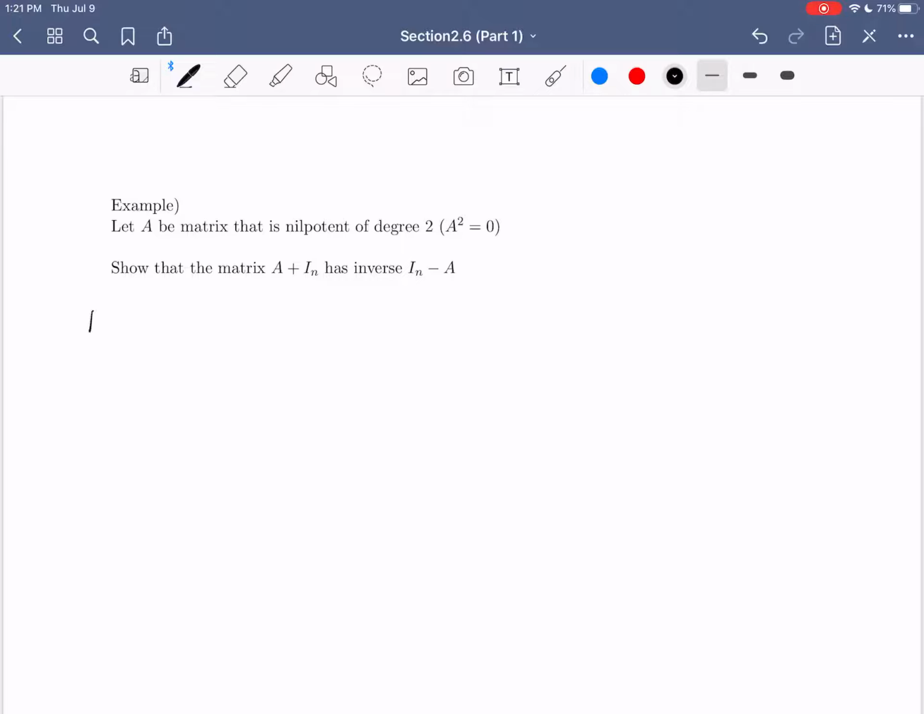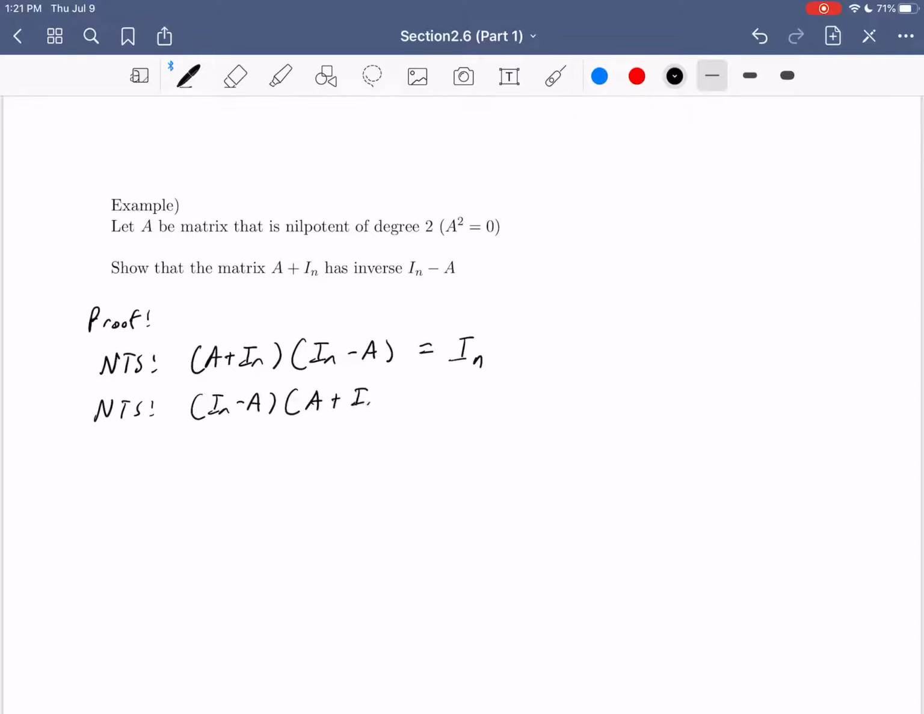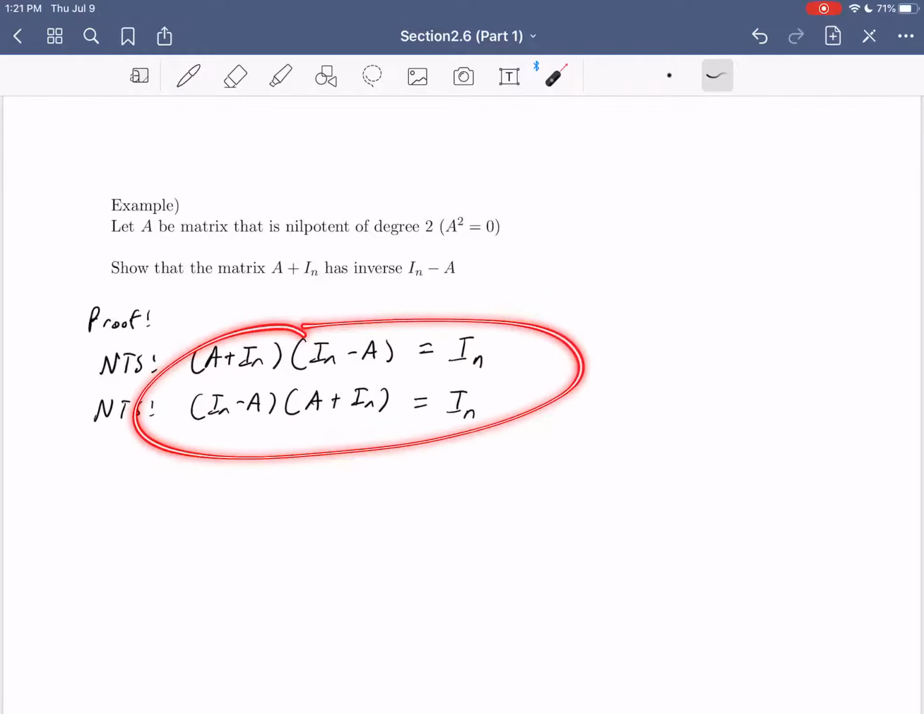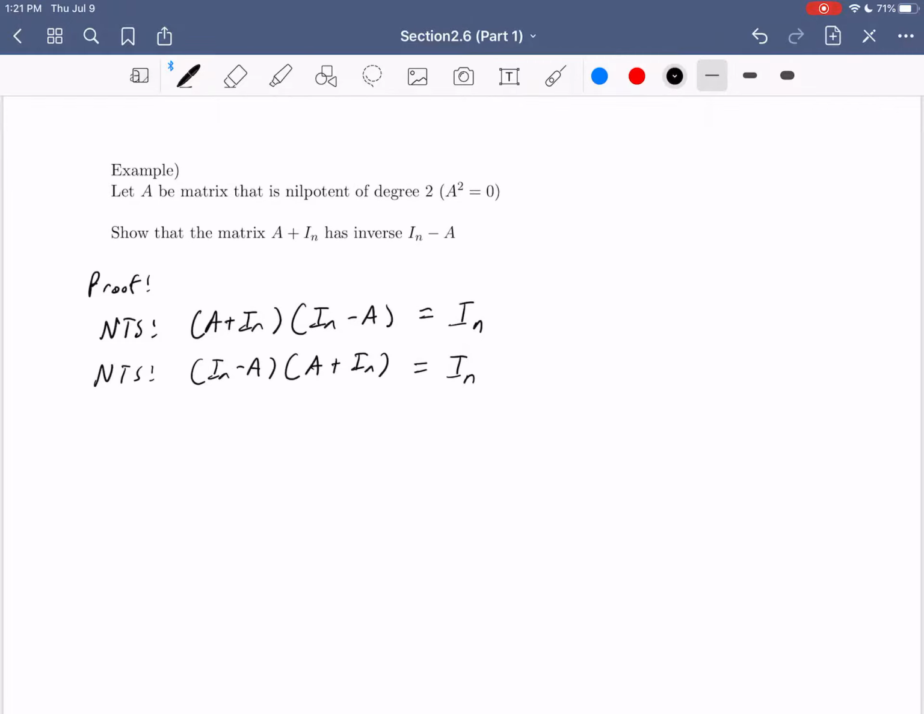So as a proof here, we need to show two things. We need to show that A plus IN times IN minus A is going to be IN. And we need to show that the opposite direction of the multiplication is going to work too. IN minus A times A plus IN is also supposed to be IN. So we need to show both of those statements. So let's start with the first one.